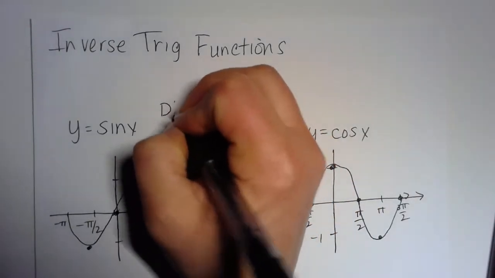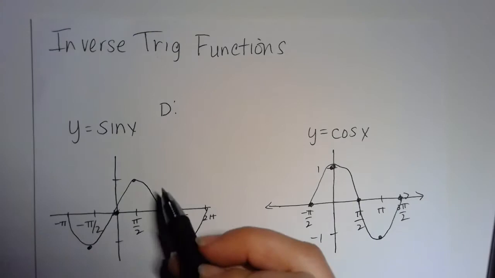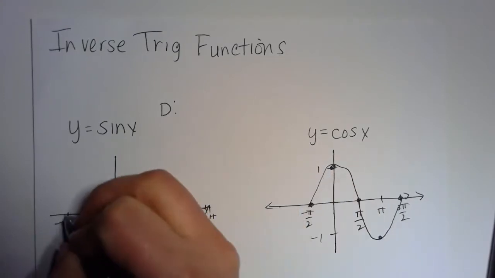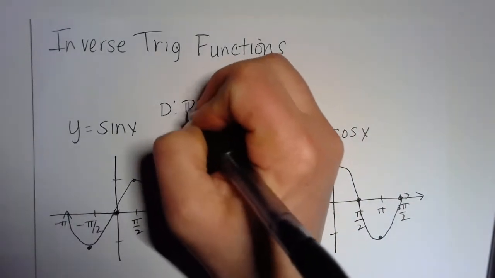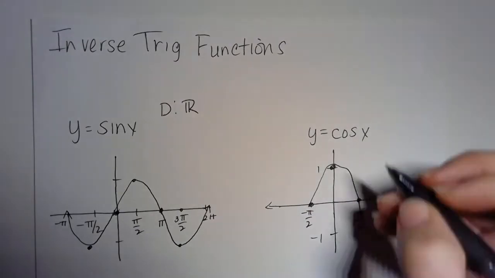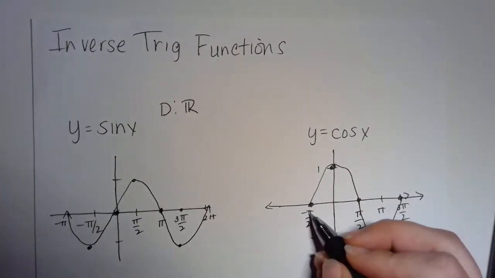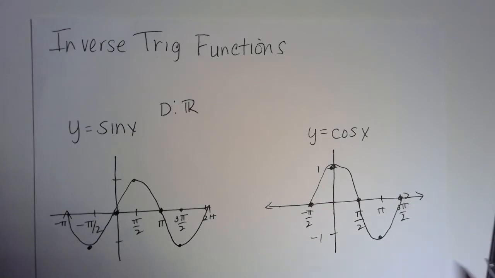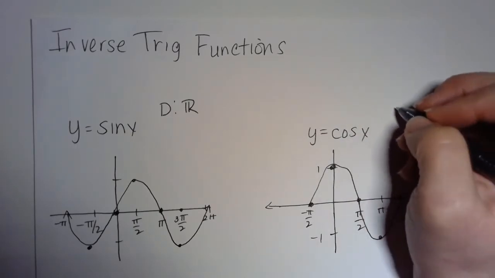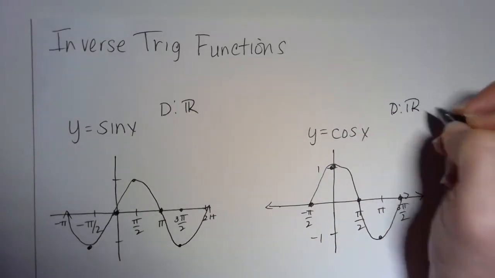Okay, so my domain, it's going to continue on in both directions. So my domain is all real numbers, sine and cosine both, right? Because I stopped here, but it goes on and on and on forever. And so my domain of this is also all real numbers.